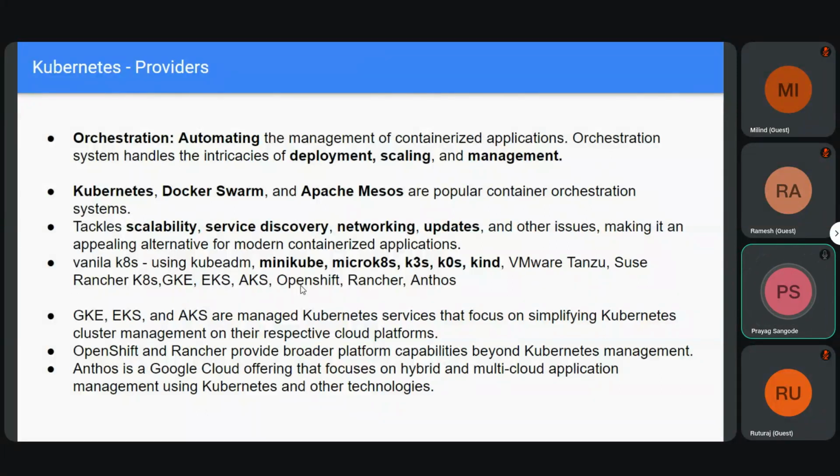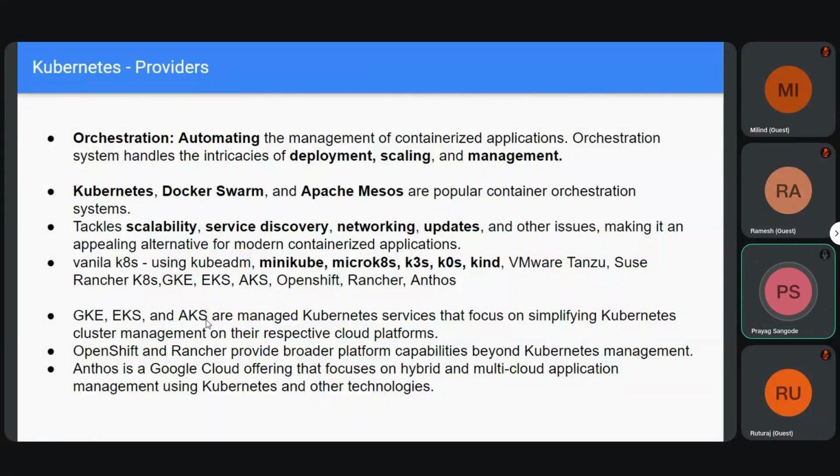On-prem and public-private combination is also possible. Then Rancher, Anthos. There are various providers of Kubernetes, but in this class we'll be learning about vanilla Kubernetes, the same way we learned about vanilla Docker registry and MicroK8s. Okay, so all the three cloud providers also have GKE, EKS, and AKS. These are the managed Kubernetes services.